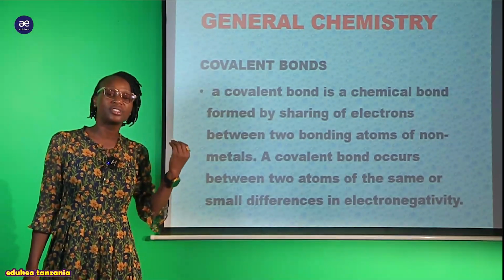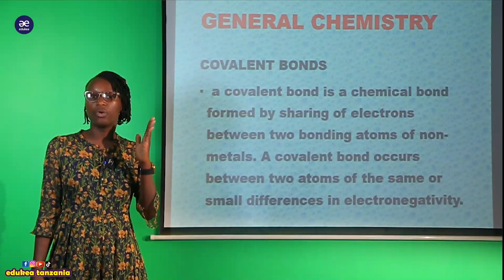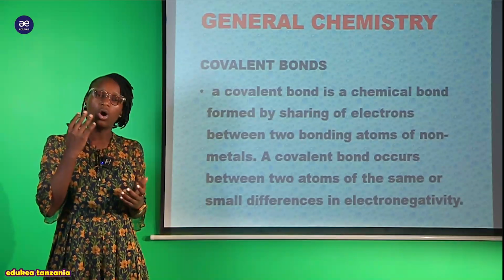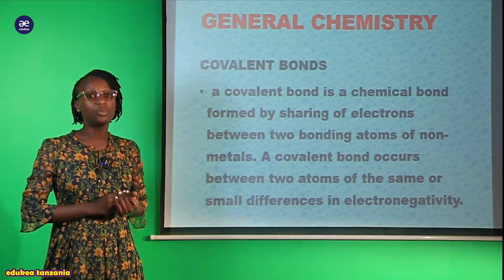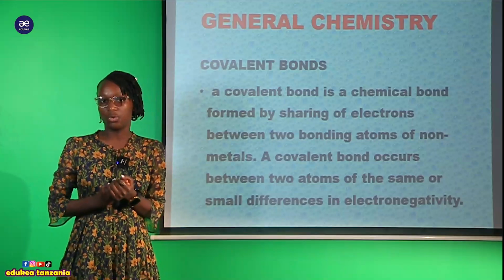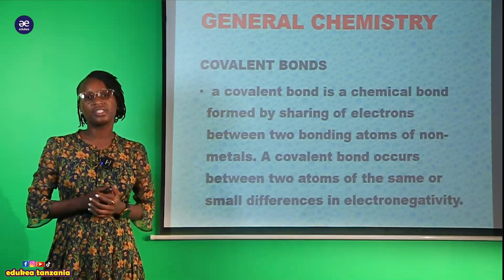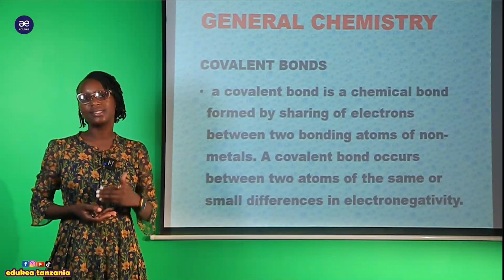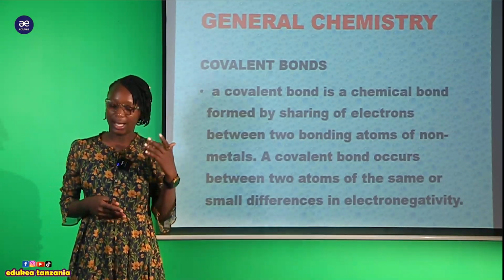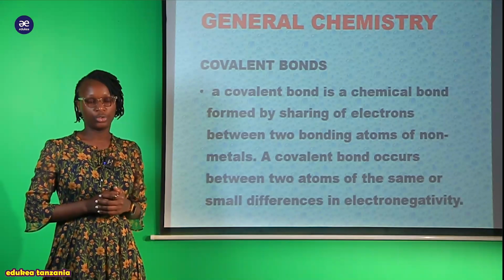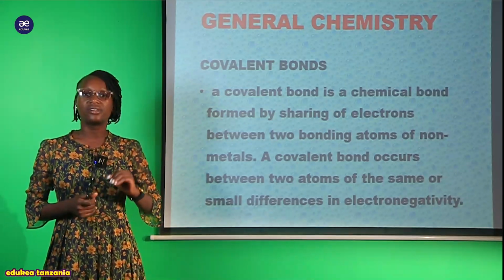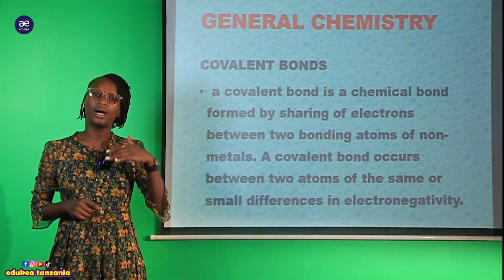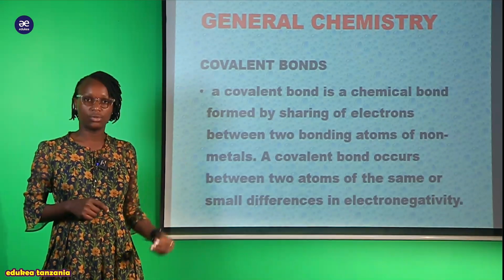We have tried to look at the types of bond. Tukaona kwamba kwenye types of bond there is ionic or electrovalent bond, there is covalent bond, but also there is a metallic bond. But my student, in the previous session we tried to look at ionic or electrovalent bond, and discussed in detail all about it. Make sure you have this revision in a clear way, so that you have a clear understanding of the concept.